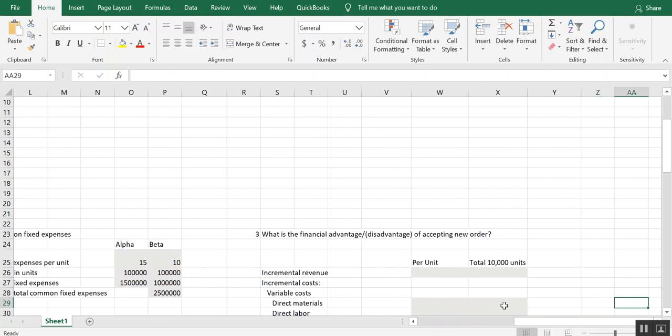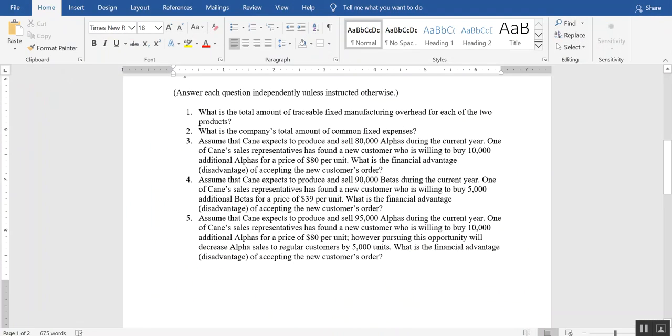Okay. And then we get to number three, and we're going to ask a different kind of question here. Assume that Kane expects to produce and sell 80,000 alphas during the current year. One of Kane's sales representatives has found a new customer willing to buy 10,000 additional alphas for a price of $80 a unit. What is the financial advantage or disadvantage of accepting the new customer's order? So we're going to go back here.